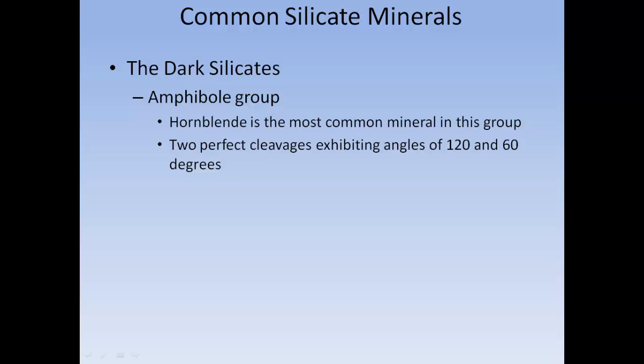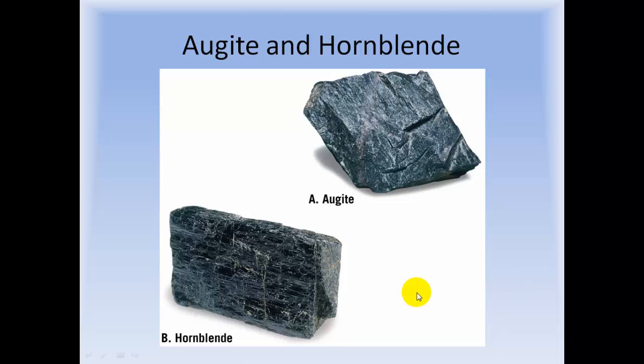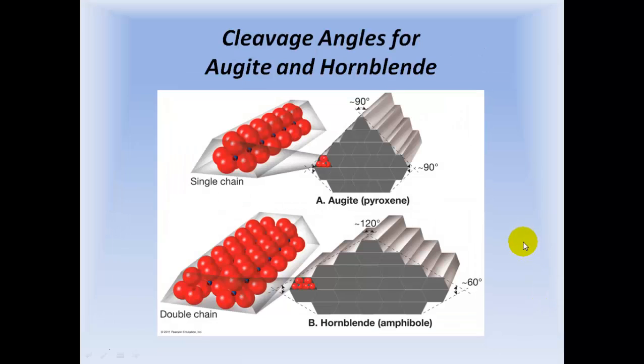Amphibole group: hornblende is the most common mineral in this group. Two perfect cleavages exist at angles of 120 and 60 degrees. Here is a picture of some augite, and here's a picture of some hornblende. Okay, so the cleavage angles for augite and hornblende.